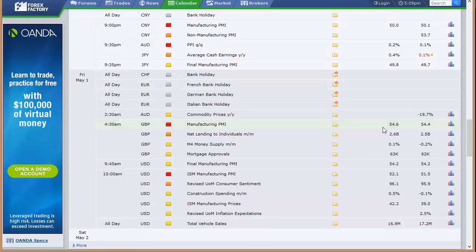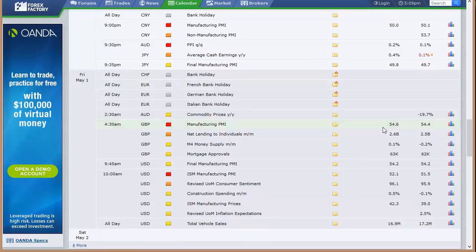Commodity prices from Australia come out overnight. Manufacturing PMI of the UK. Mortgage approvals. Final manufacturing PMI and ISM manufacturing PMI here in the U.S. Revised Michigan sentiment. Now we're into May, by the way, but that's the April number. Construction spending, ISM manufacturing prices, and total vehicle sales.